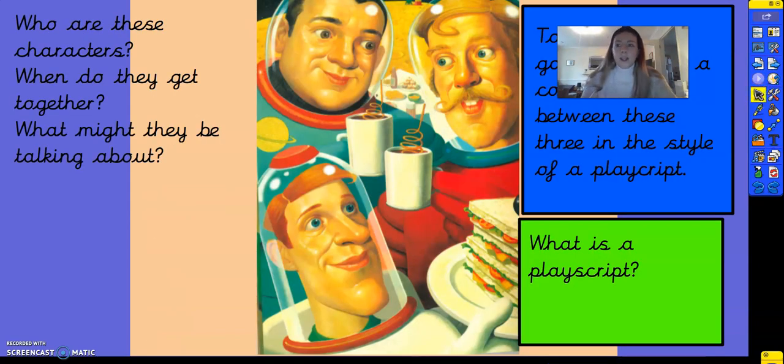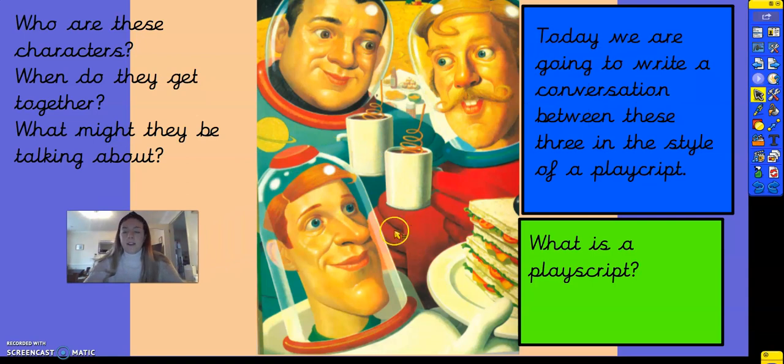So today we are going to be thinking about these characters from the story. So hopefully you can recast your memory back to when you listened to the story. Who are these characters? When do they get together? So when do we see them together in the story? And what might they be talking about? So hopefully you've remembered that we've got our main character, Bob, here, the man on the moon. And then we also had the man from Saturn and the man on Mars.